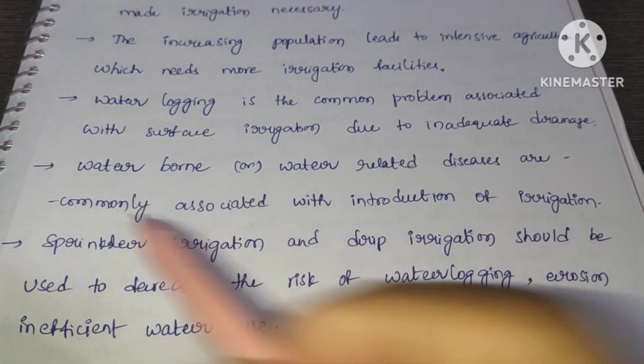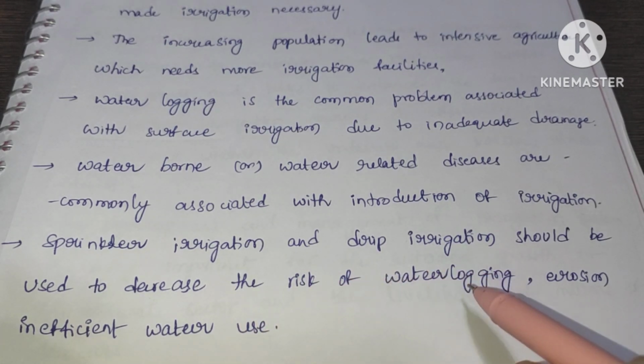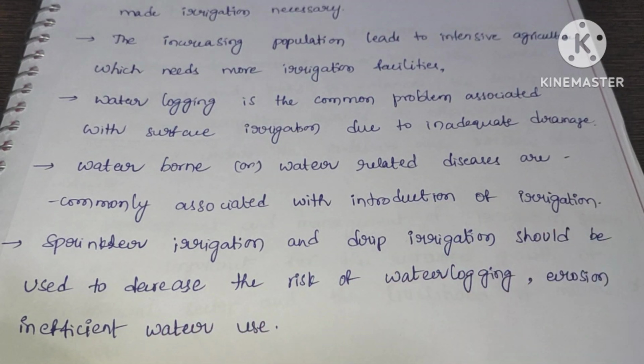Sprinkler irrigation and drip irrigation should be used to decrease the risk of waterlogging, erosion and inefficient water use. When we go with surface irrigation, there are so many problems like waterlogging, erosion and inefficient water use, isn't it? So, we have to go with sprinkler and drip irrigation to avoid these types of problems.